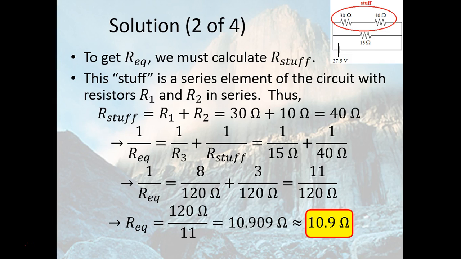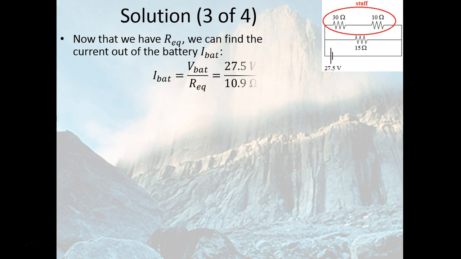So next, it's usually good practice to find the current coming out of the battery. So we're going to do that here. It turns out it's 2.52 amps. Turns out we didn't need that, because we don't have anything that's directly in series with the battery, but it's good practice anyway. So in case you had any doubts, you could multiply the 2.52 amps by the equivalent resistance of the whole circuit, or at least of this whole thing right here, stuff in parallel with 15, and you'll end up getting 27.5 volts, but you already knew that.